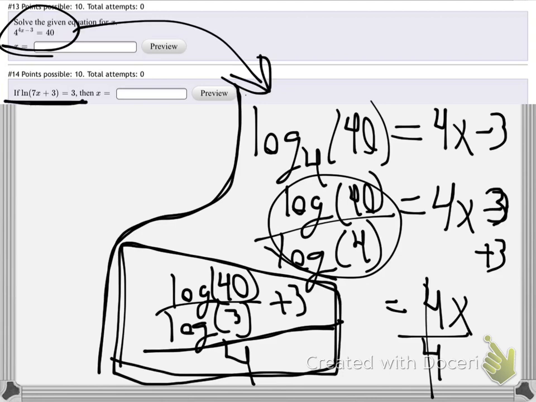On number 14, we have a natural logarithmic equation with the x in a bad spot there, because now we have x's inside the logarithm, and that's hard to solve. So remember, if logarithmic form fails you, you can always just see if exponential form will help. Remember, a natural log is a log base e. That's log base e of 7x plus 3 equals 3.